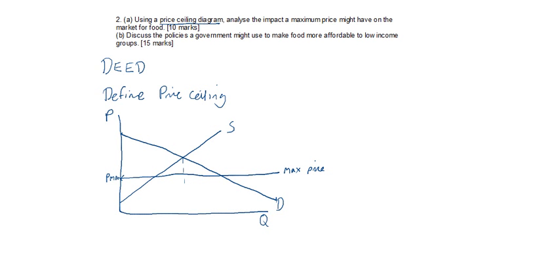So what we also need to put on here is the equilibrium point. So PE, QE, and what we also need to mark on here is what the new quantity demanded and supplied are going to be. Okay, so we need to explain this diagram now. Okay, so we've had a definition, we've drawn the diagram, we now need to explain the diagram.